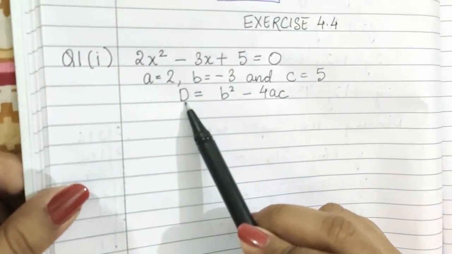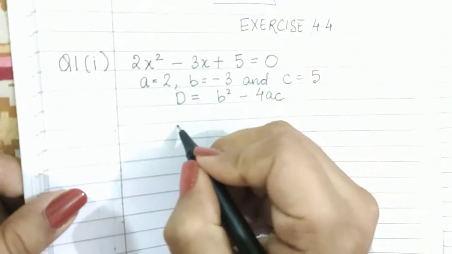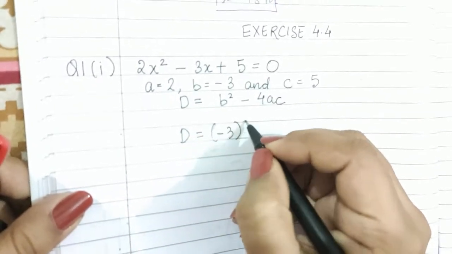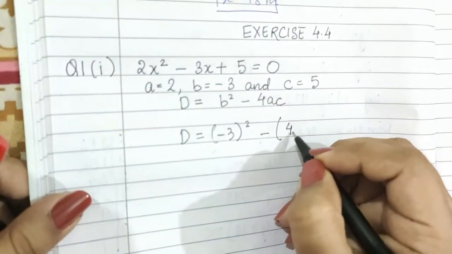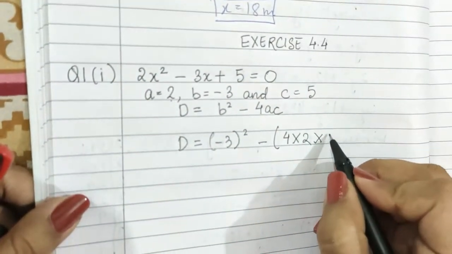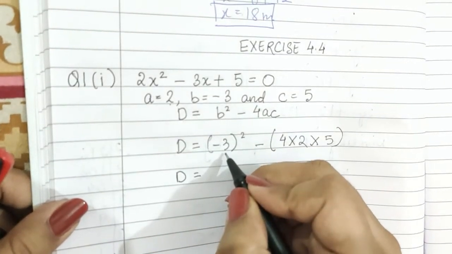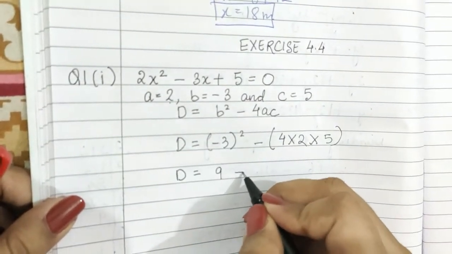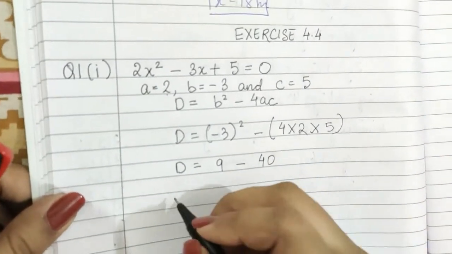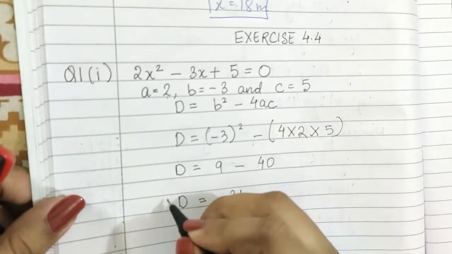The determinant is b square minus 4ac. So let us substitute the values. D is equal to b square, which is minus 3 whole square, minus 4 into a, which is 2, into c, which is 5. We get D is equal to minus 3 into minus 3, 9, minus 4 2s are 8, 8 5s are 40. Over here we get D equals to minus 31.